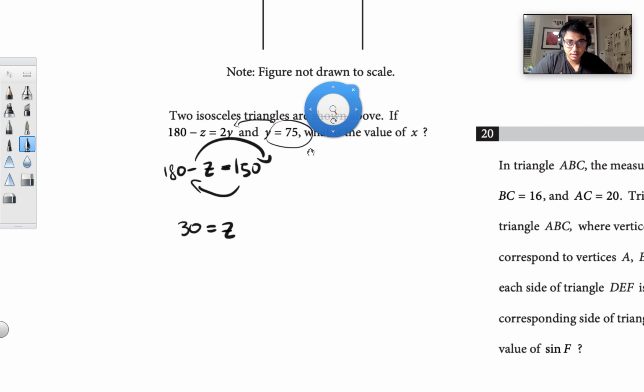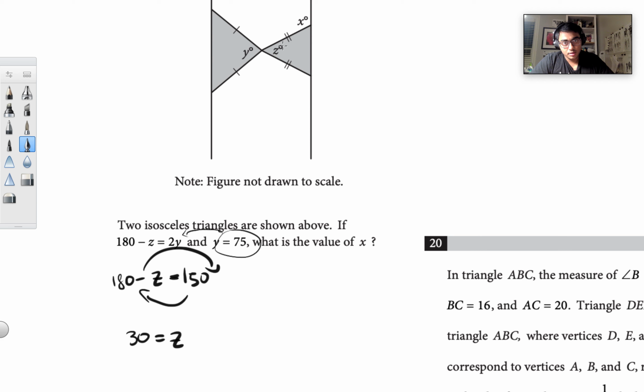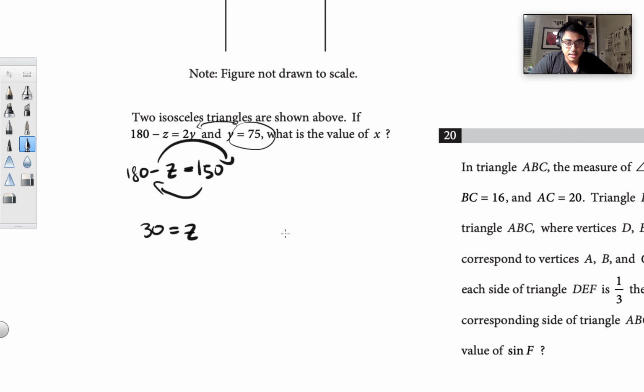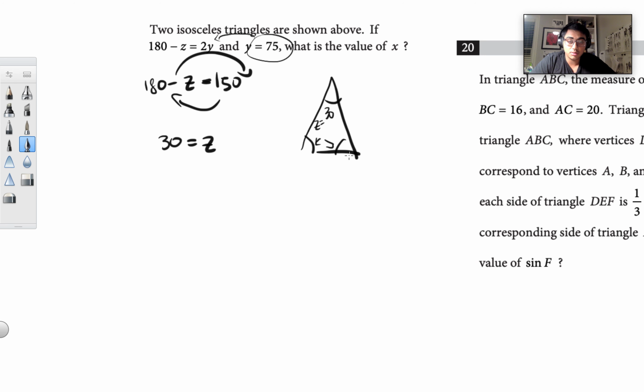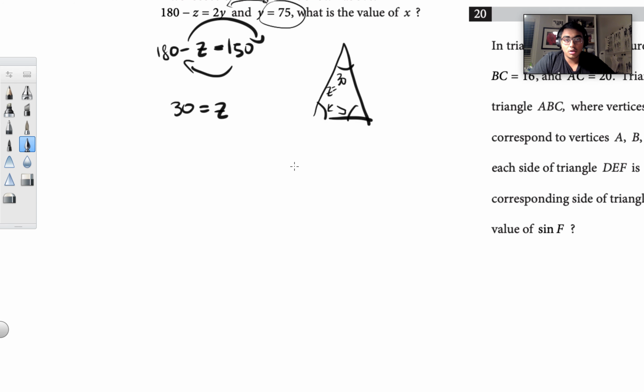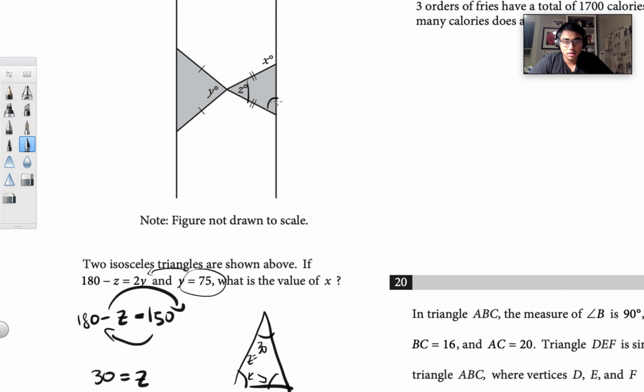So we have to calculate the value of z. Now we know that z is an isosceles triangle. So if z is equal to 30, that means these two angles over here would have to equal 150 degrees because 150 plus 30 is equal to 180 degrees. So that would mean the two angles would be equal to 150. That means these angles over here, this is 75 and this is 75.